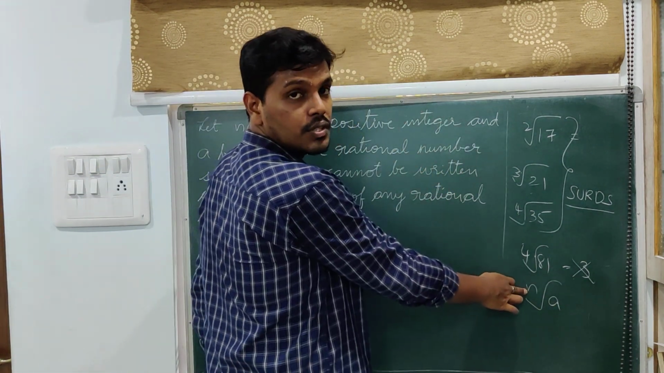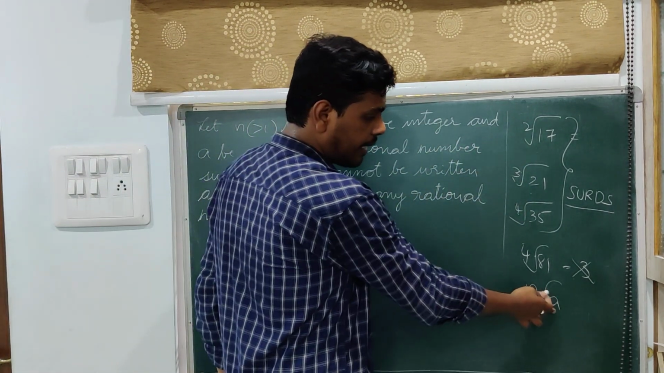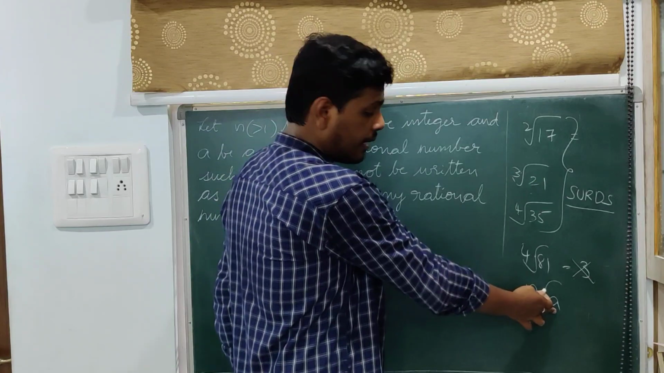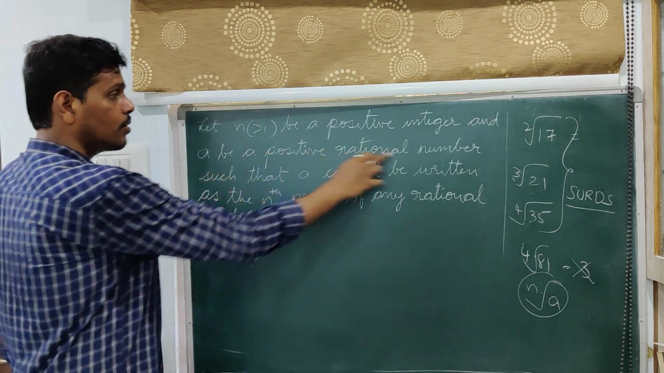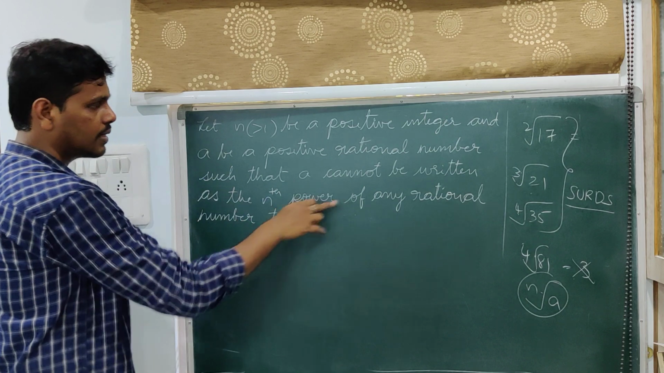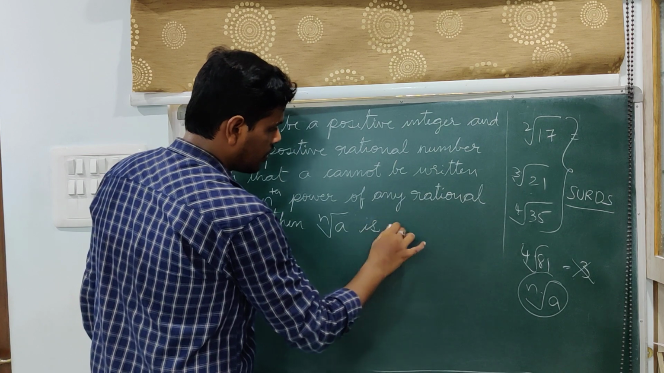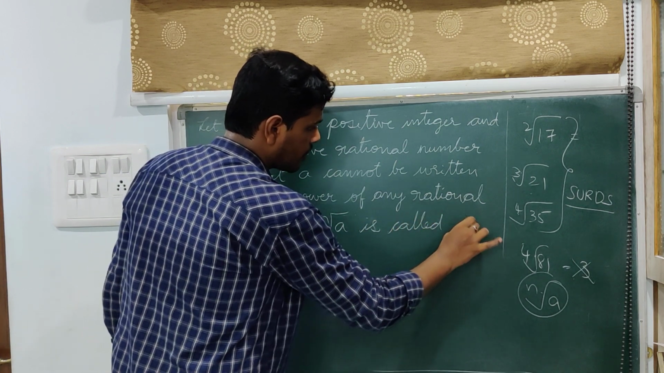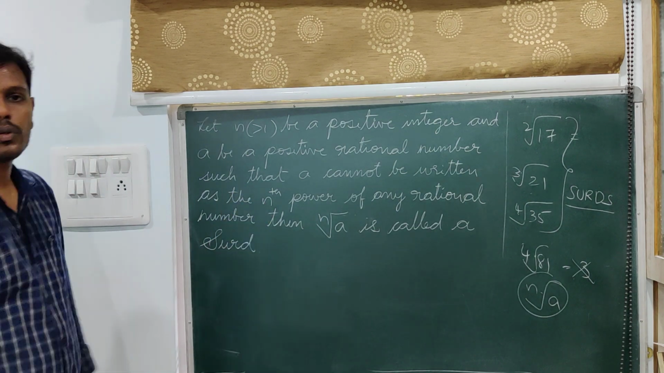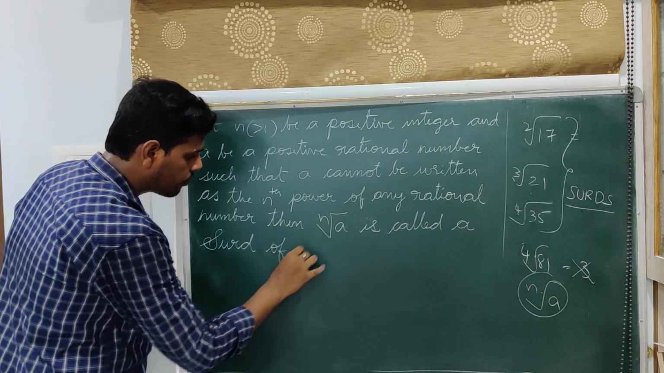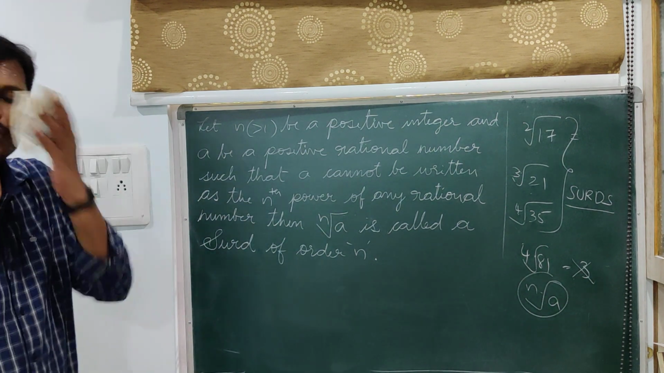N is a number which is greater than 1. We start with 2. And a is any positive rational number. If a cannot be written as the nth power of any number, then we call it a surd. So a is a positive rational number such that a cannot be written as the nth power of any rational number. Then nth root a is called a surd of order n. If you are able to write it, that is not a surd.